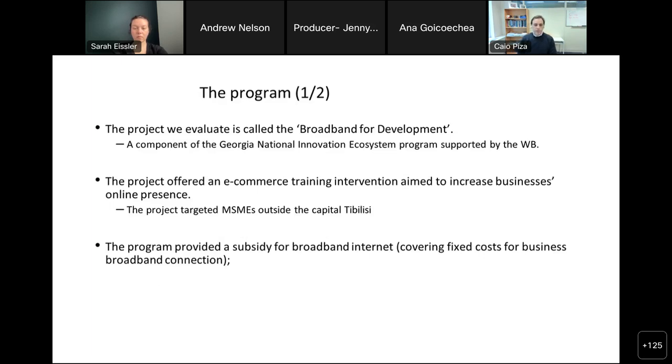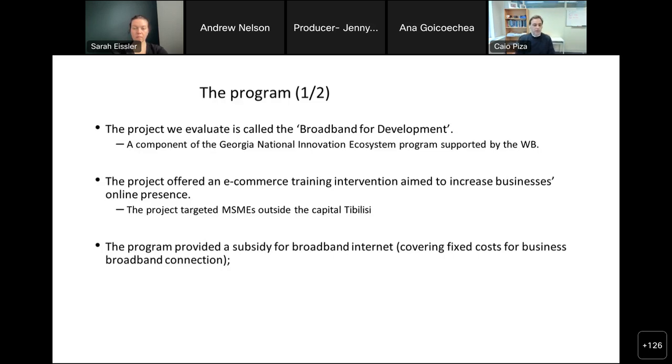The program we evaluate is called Broadband for Development. It's a component of the Georgia National Innovation Ecosystem Program that was supported by the World Bank. So it was a World Bank project that started in 2015 and finished last year. The project offered an e-commerce training intervention. That's why we evaluated its training program, which aimed to increase the business online presence. The idea here is to help these businesses go online, and this would eventually help them access markets, increase their linkages, and grow. That was the rationale of the program.